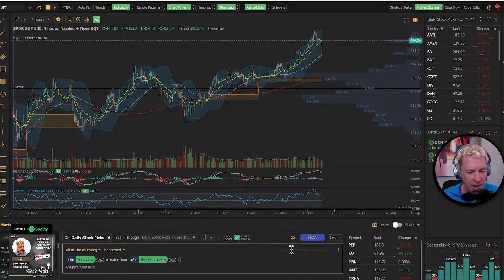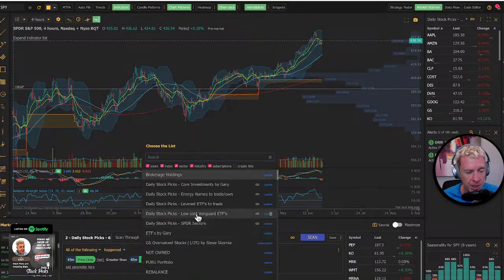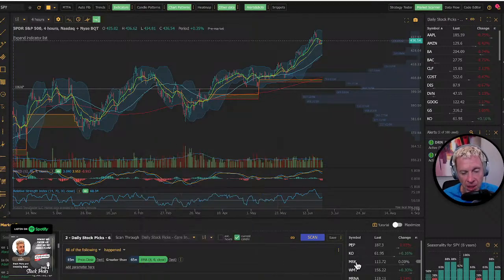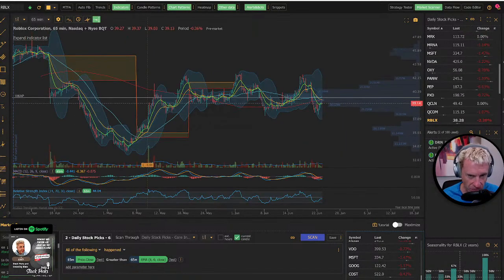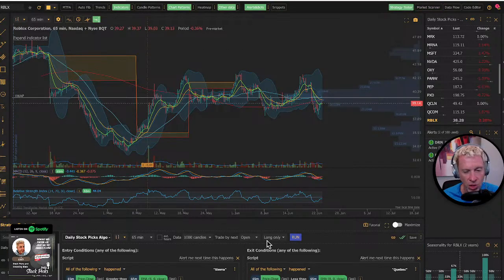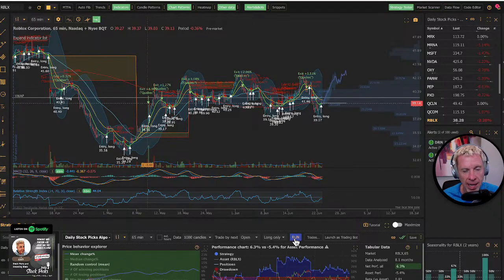So when I do the 65-minute scanner, it's just looking for anything that is currently in the core portfolio. There's your core investment group that I've made, and I share with you. But which ones are actually buys within the 65-minute algorithm? So, for instance, Roblox, which is under 40 again. If you go into Roblox and you go back to Strategy Tester and then you go into the 65-minute algorithm and you look at this, it just got a buy-in.